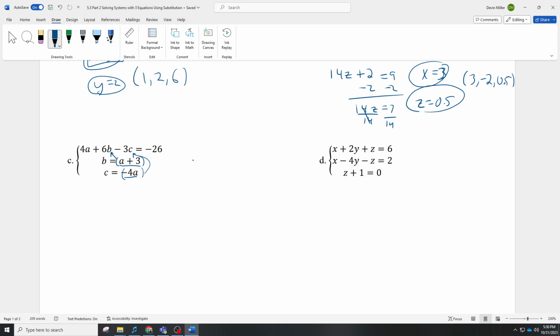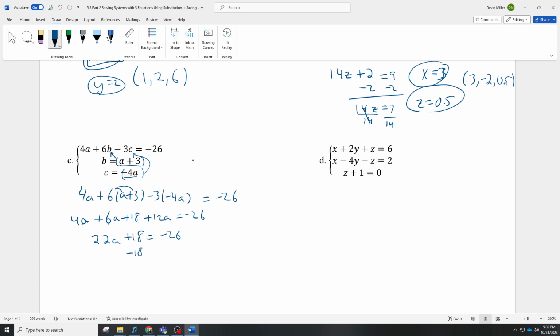Okay, so let's do that. We have 4a plus 6, and we're not going to put b there. We're going to put a plus 3, minus 3, and then not c, but negative 4a, equals negative 26. And then we'll distribute, get 6a plus 18. And then negative times negative is going to be a positive 12a equals negative 26. Bring down this 4a. Combine like terms, we have a bunch of a's to put together. 4 plus 6 is 10, plus 12 is 22a, plus 18 equals negative 26.